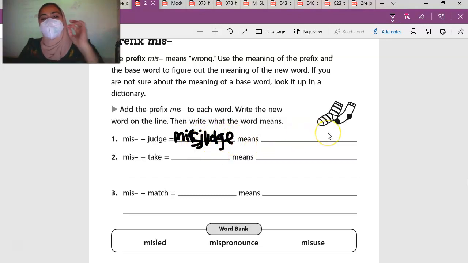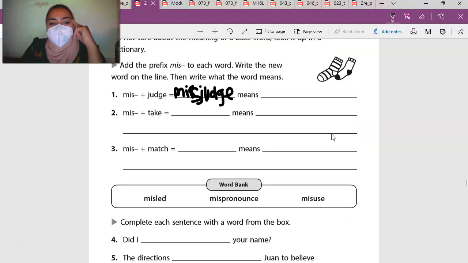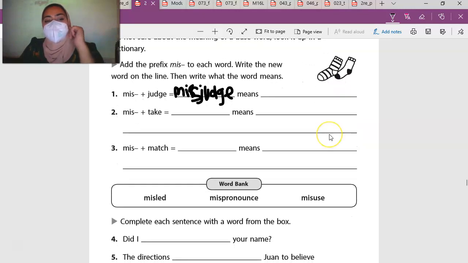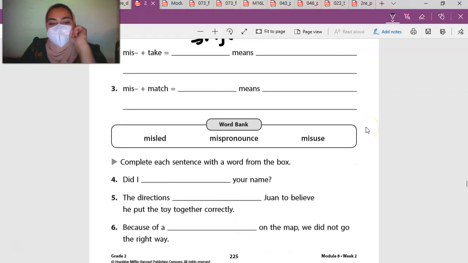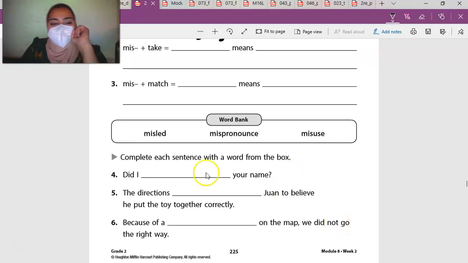Misjudge. And what does misjudge mean? To judge wrongly, right? So you're going to write judge wrong. And then you're going to do the same thing for 2 and 3. Those are easy. Mistake, mismatch, and then you're going to write what it means on the lines. On the bottom, you're going to complete the sentences 4, 5, and 6 and use the words in the word bank. We have misled, mispronounce, and misuse. And you're going to put them in the right place.